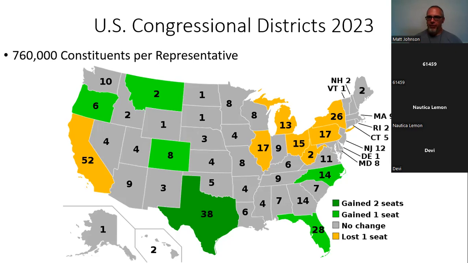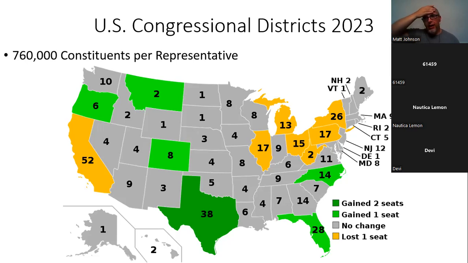435 House of Representative members are apportioned every 10 years based on population. This is one reason the U.S. Census is so important. So what happens, right? They look at these numbers and determine what population grew in what state, in what communities, and where did population shrink.